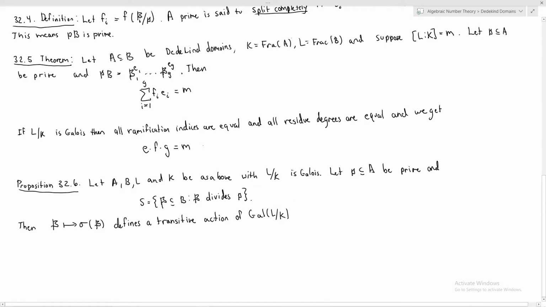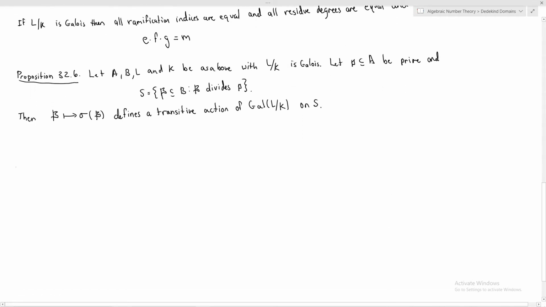In particular, this fact that all the ramification and residue degrees are equal defines a transitive action, let's say on S. Okay. So let's go ahead and prove this guy.